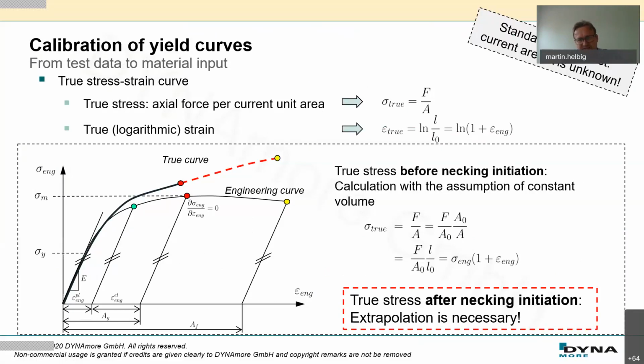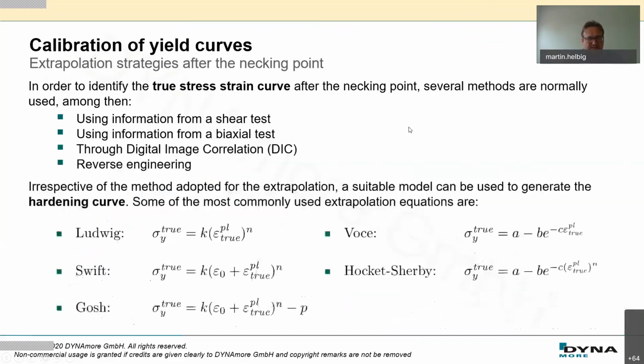And the plastic strain as a function of the true stress is what you give in as the yield curve. And this can be done until the necking point. After the necking point, you don't have a uniaxial stress state. This means you need some reverse engineering, some extrapolation of your yield curve, and therefore some analytical functions were developed. In the past, originally, they were used to describe the whole yield behavior. Nowadays, we still use them to describe the yield behavior after the necking point.